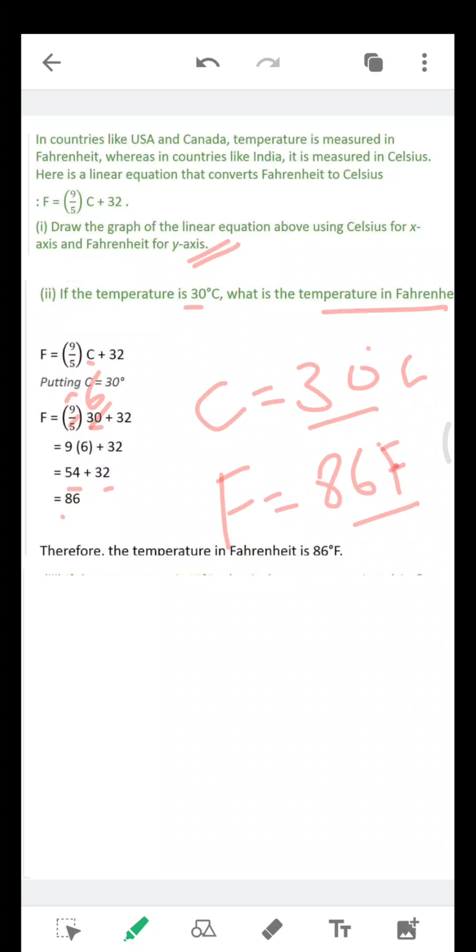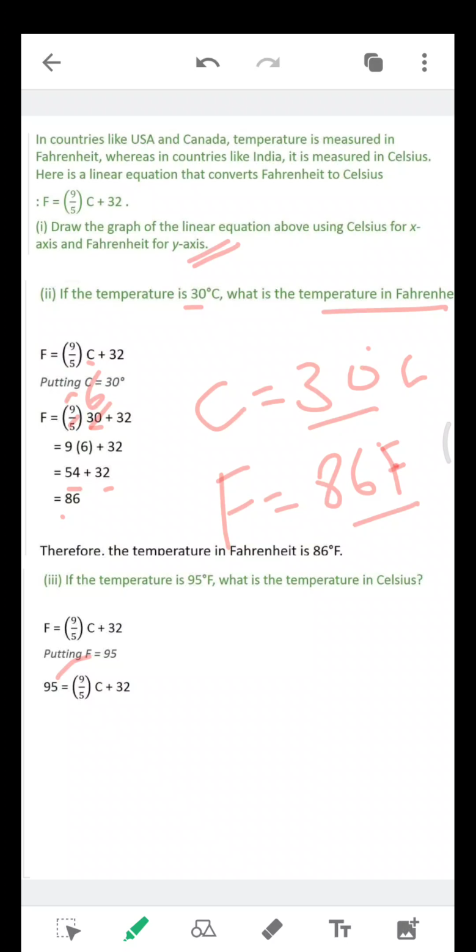Okay, so that is in Fahrenheit, that is not Celsius. Next, 86 Fahrenheit. Next, let's take one more question. If the temperature is 95 Fahrenheit, what is the temperature in Celsius? If F is 95, so what is C? So we'll substitute F as 95. I'll write 95 now. So 95 came in place of F.